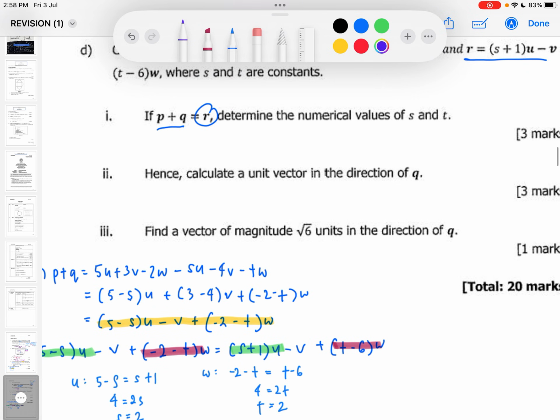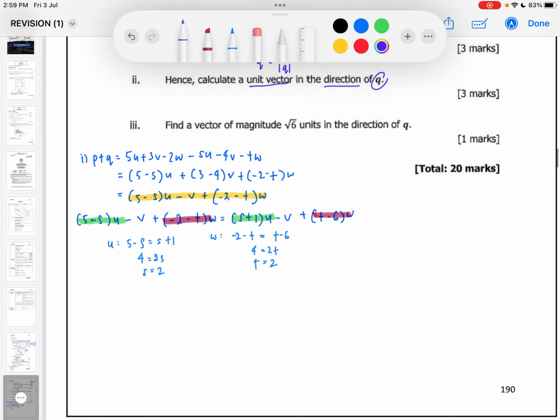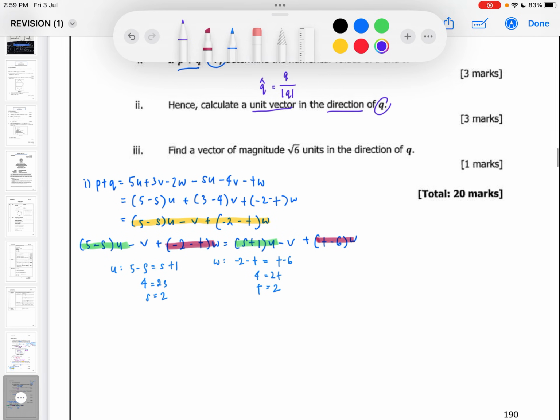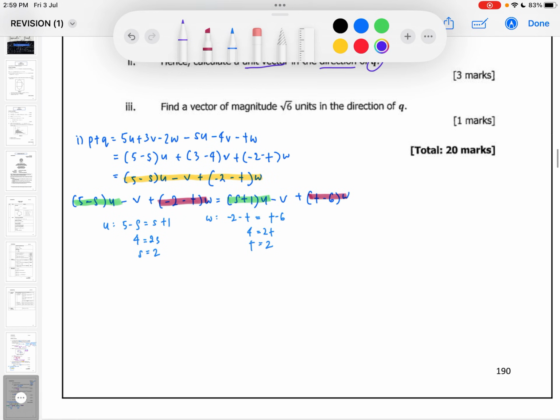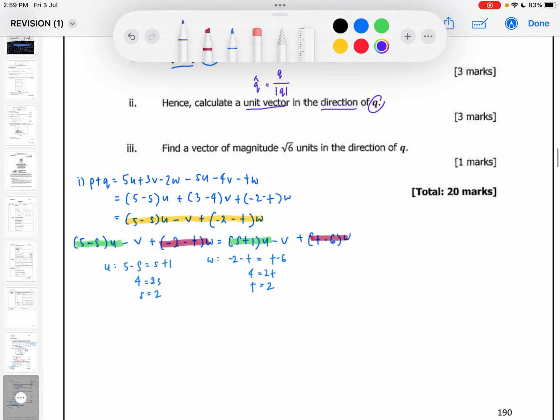Okay, hence calculate a unit vector in the direction of Q. Okay, unit vector. Unit vector, the equation is going to be something like this, I think. It's going to be the normal equation and then the magnitude. Yeah, I think that's the equation. Okay, so let's first calculate the magnitude of Q.